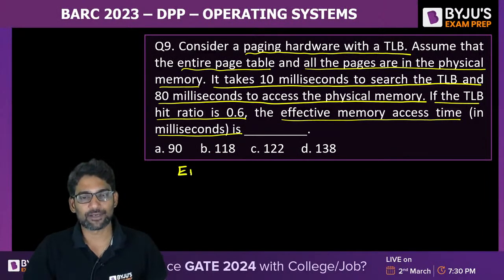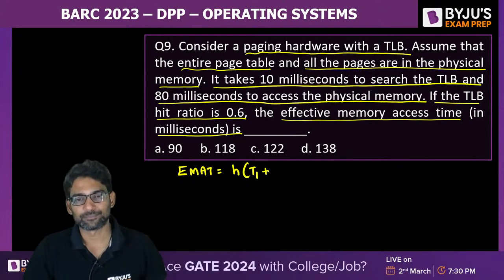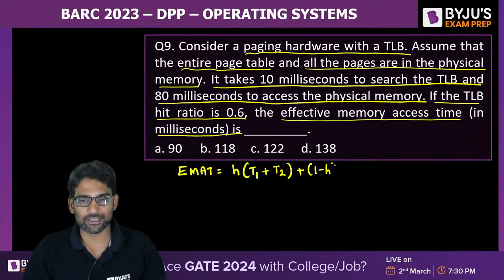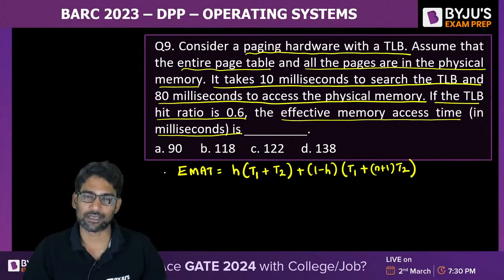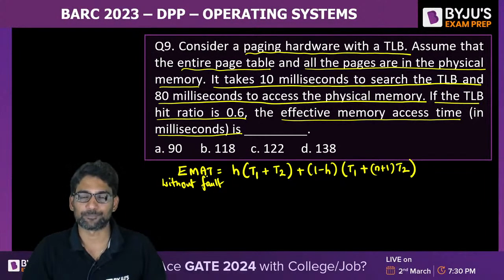How do you find effective memory access time? If it is a hit, then search in the TLB, get the frame number, get the page. If it is a miss in the TLB, then you search in the TLB, it is a miss. Then however many levels of paging you have, that many plus one times you have to visit main memory. This is without a page fault.